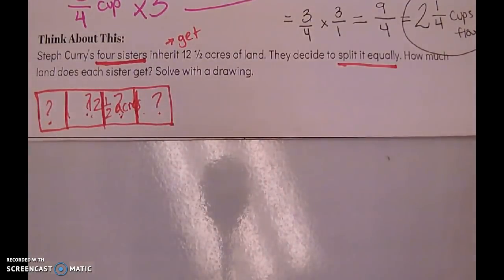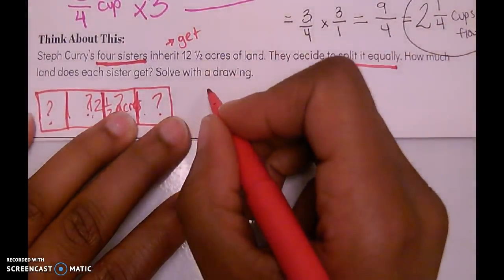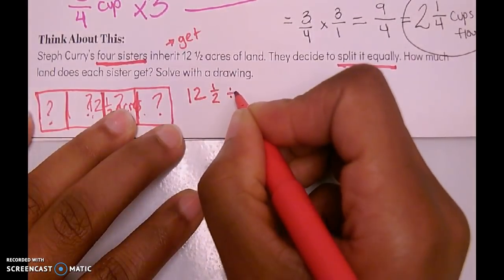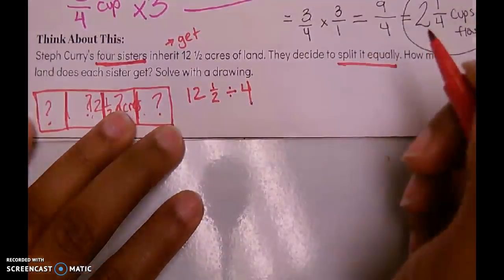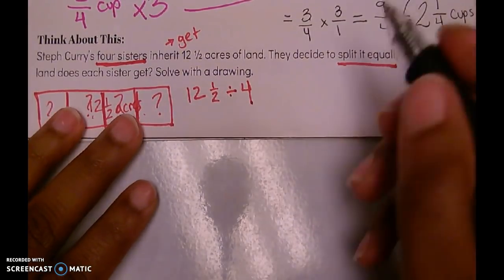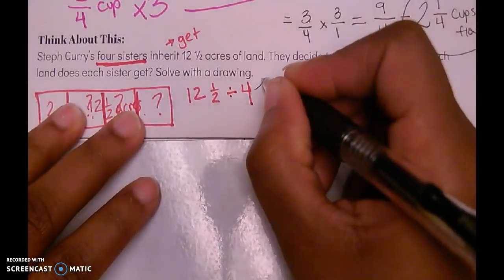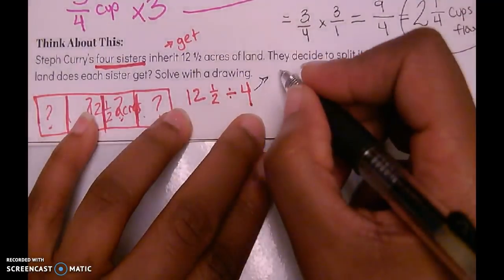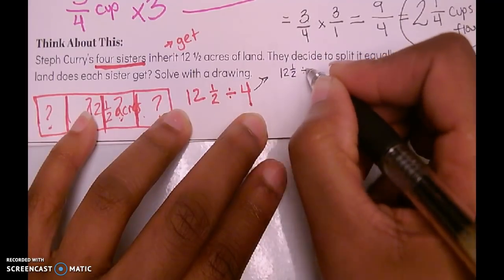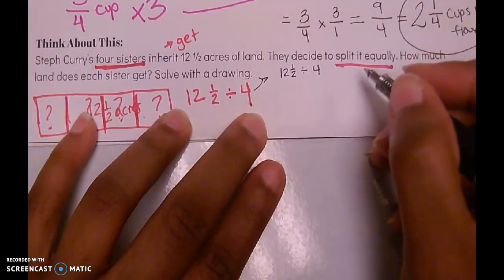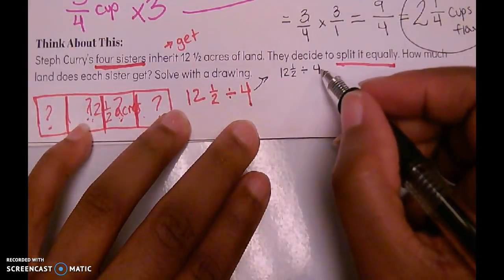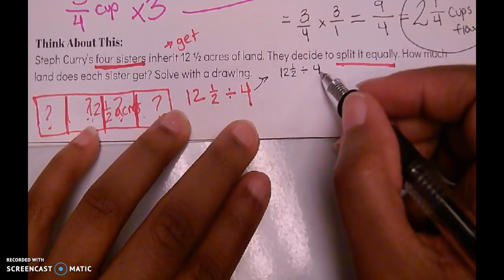Let's set up our problem. This problem is basically going to be 12.5 divided by 4. Okay? So I'm going to use my steps. The first thing I'm going to do is rewrite my problem over here so I have space. 12.5 divided by 4. I'm going to change any mixed numbers to improper fractions, and I'm going to change any whole numbers to fraction form.